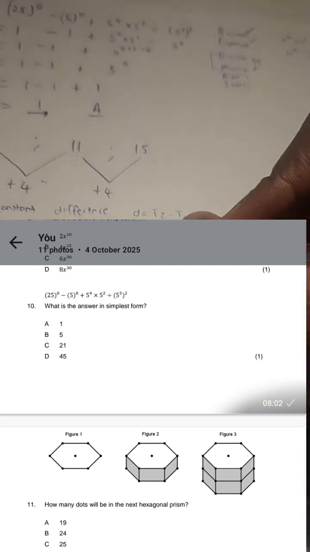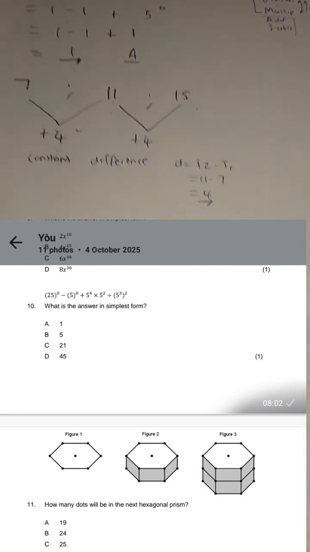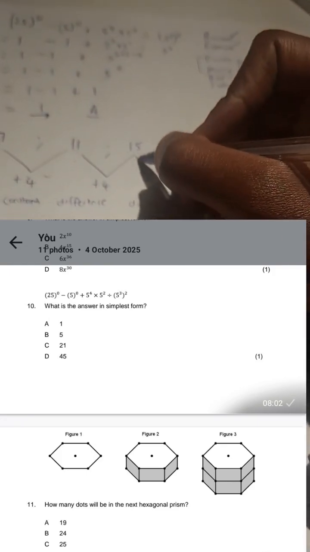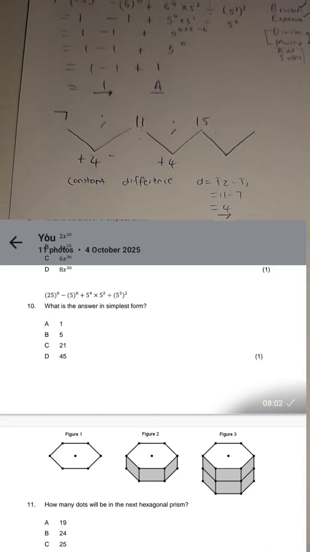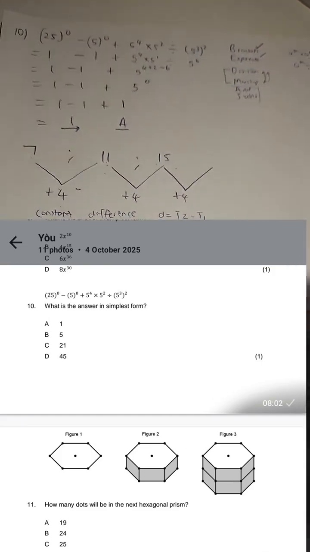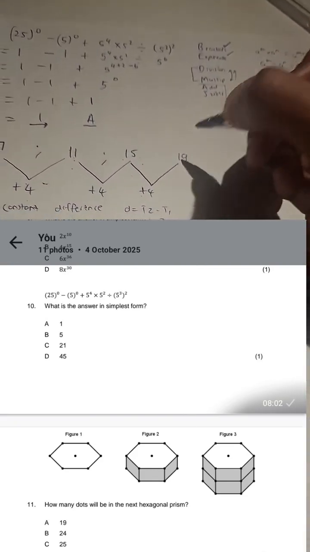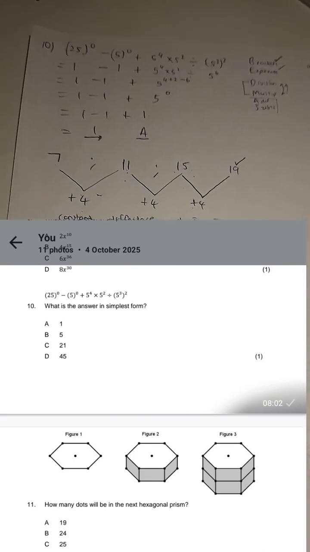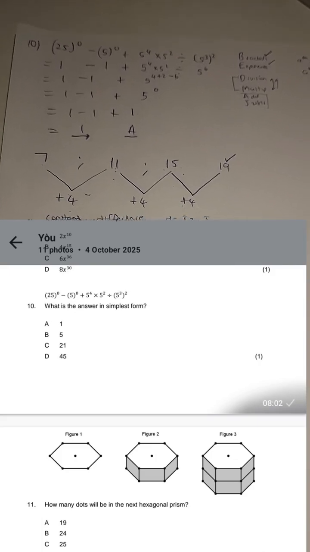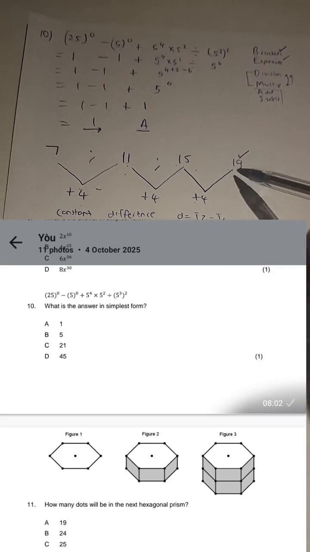So that means we get a nice, beautiful answer. 11 minus 7 is equal to 4. Which means if we want to get the next number, what are we going to do? We are going to add 4. What's 15 plus 4? As Tando said, we get 19. So this is our 4th figure. The 4th figure is going to have 19 dots.